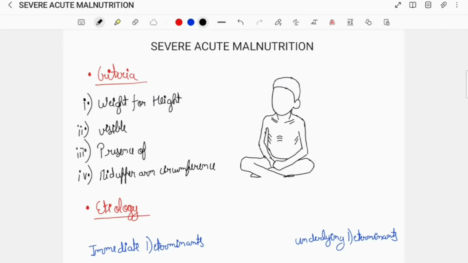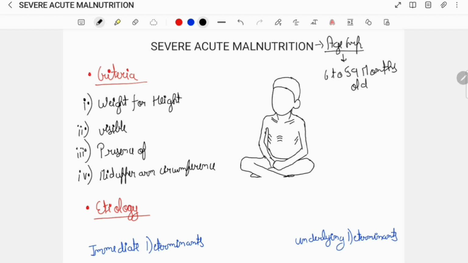Hey everyone, today I'll be talking about severe acute malnutrition. Severe acute malnutrition usually affects children between the age group of 6 to 59 months old.